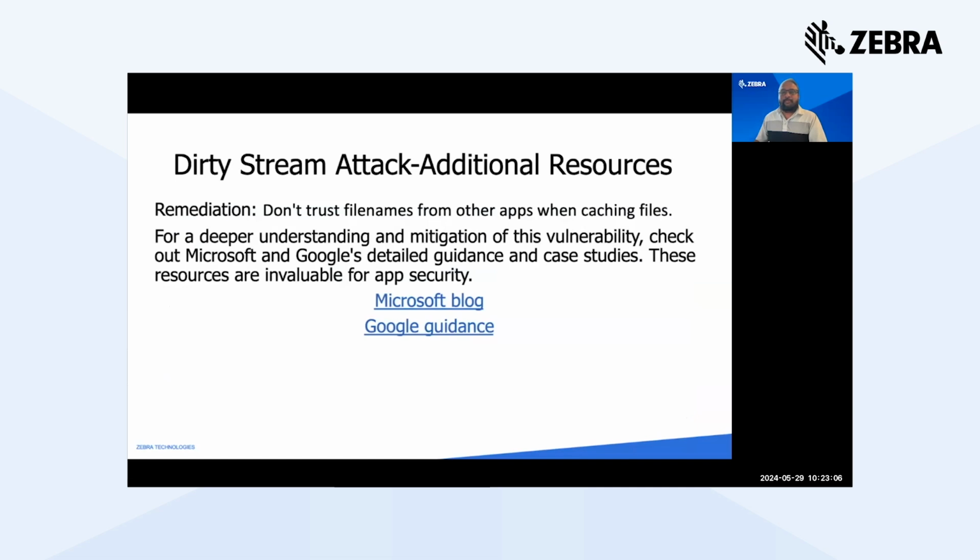The overall lesson from the dirty stream attack is don't trust the file names from other apps when caching files. That means when you receive a file from another application, don't rely on the file name it provides to store and download the content. Instead, generate a new unique file name for the cache file and use the content. But before you consume the content, do input validation so that when you load or save the content of the file, by means of some checks, you're making sure that you're not doing something harmful to the system.